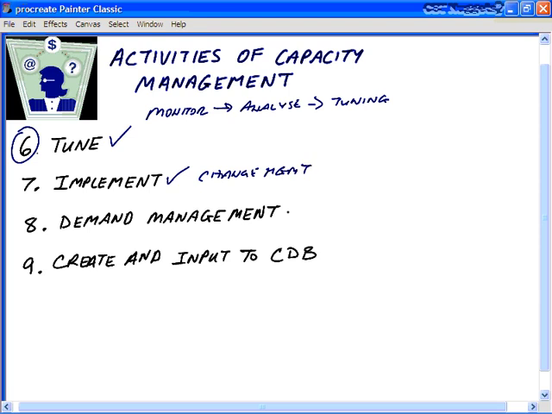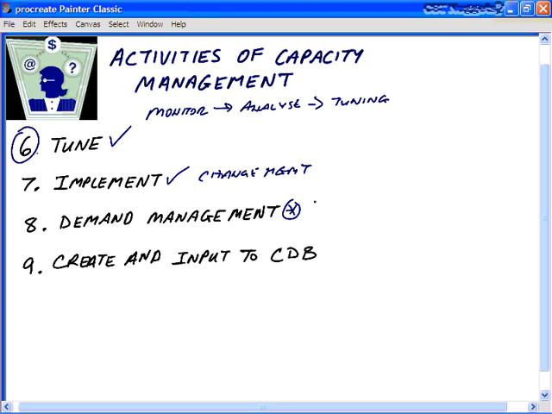The 8th activity, the 8th step, is what we call demand management. And this is basically doing things to influence the demand for capacity. In other words, controlling and influencing the user demand. Monitoring databases to make sure that you don't have locking. Performing mail server replication at off-peak hours. Forcing users to access the internet only during certain times of the day.